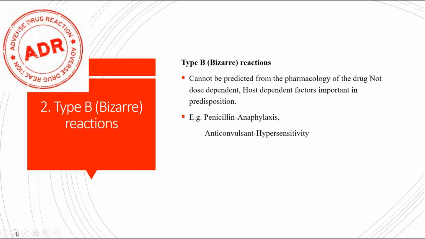So for example, we can see we have cited penicillin for the anaphylaxis, means the allergic reactions, anticonvulsant like any of the barbiturates, diazepam, lorazepam, those are used for the hypersensitivity reaction.